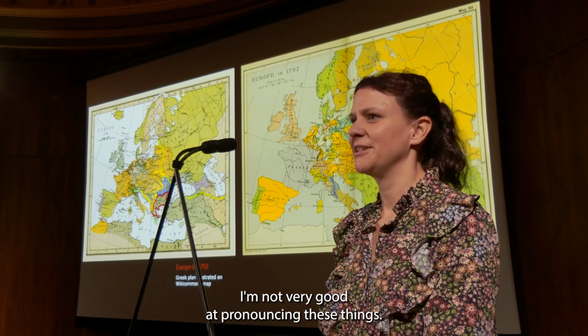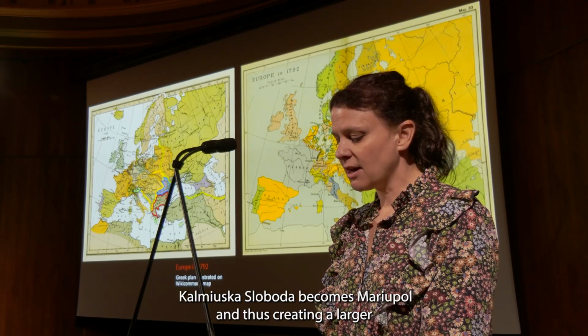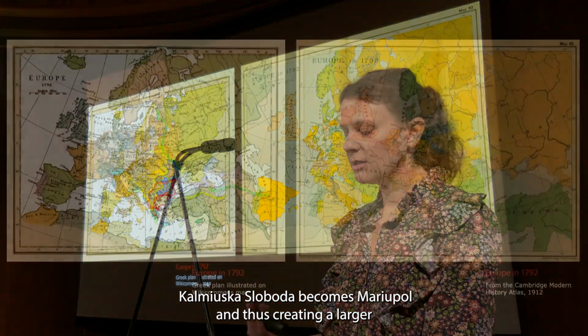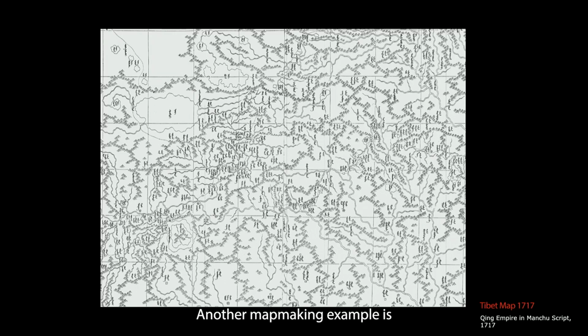Kadyabe? Okay, I'm not very good at pronouncing these things. Kadyabe becomes Odessa, Kalmiska, Sloboda becomes Mariupol, and thus creating a larger legacy tying Russian rule in with Ukraine and Europe's classic origins. Another map-making example is the Qing dynasty, mapping Tibet as part of their own empire.